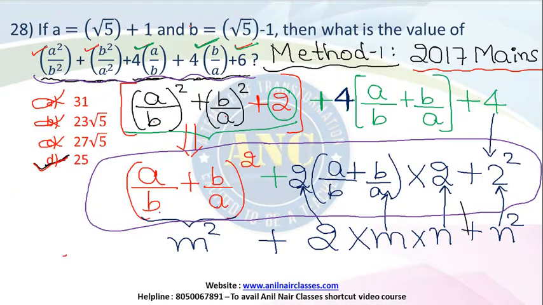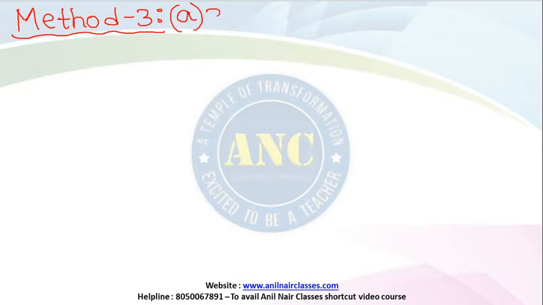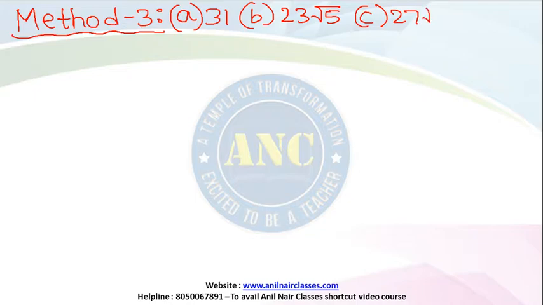Hold on. Let me first list out the answer options. First option is 31, second option is 23 root 5, third option is 27 root 5, and the fourth option is 25, right? Now see here, sir. Very simple. First option is 31, fourth option is 25. They are not close to each other. They have a difference of 6 units between them. So they are pretty far from each other.